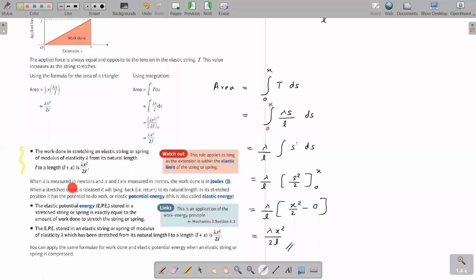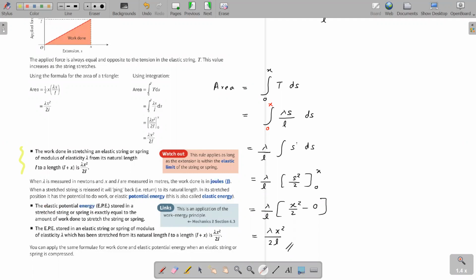Are you with me? Where lambda is the spring constant, measured in newtons, and x and L are measured in meters. The work done is in joules. Okay, so that is another important thing. You are getting the unit of the work done. Work done unit is in joules. Okay, and this is really important.